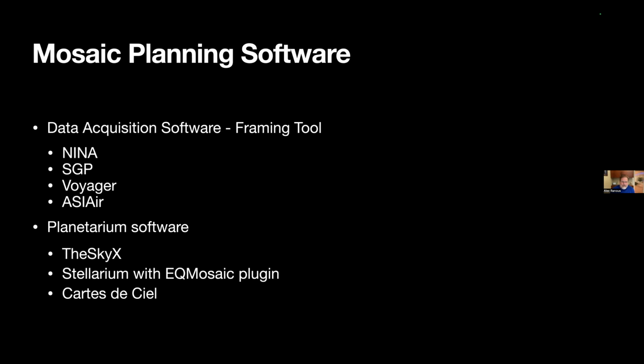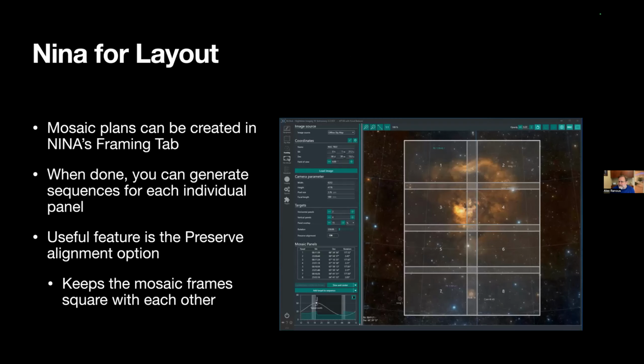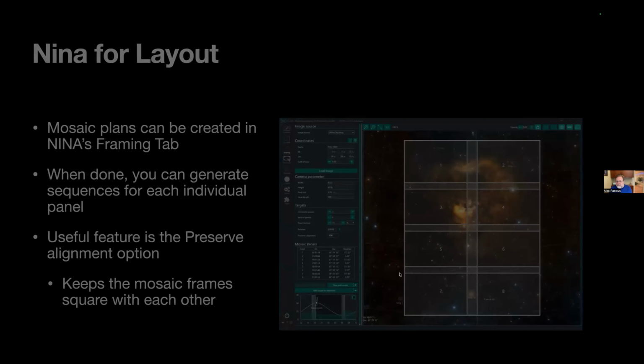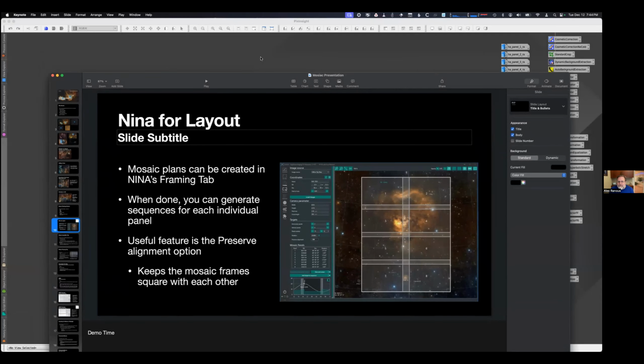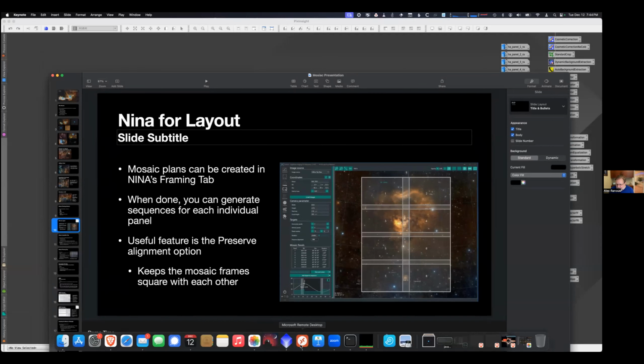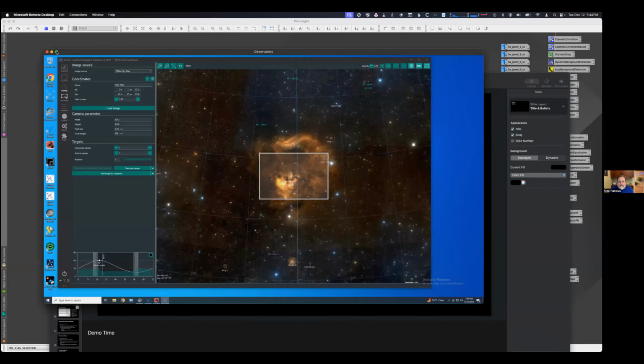So I'm kind of a lazy guy, so I'd rather just the easier the better. So I do nowadays all my planning using NINA's framing mode. So here is an image of what that looks like in NINA. And actually, I'm just going to do a kind of demonstration of what that looks like in the software. So give me a second.